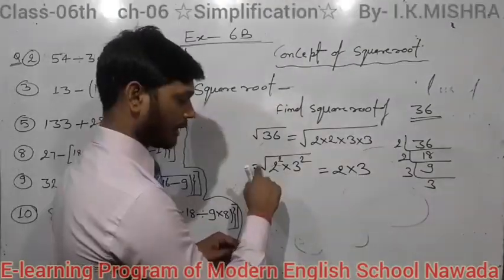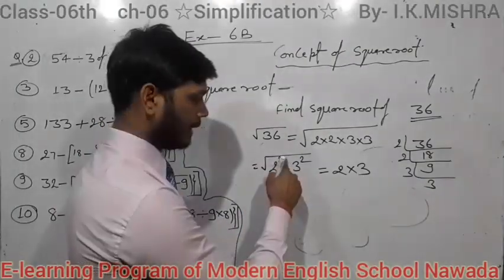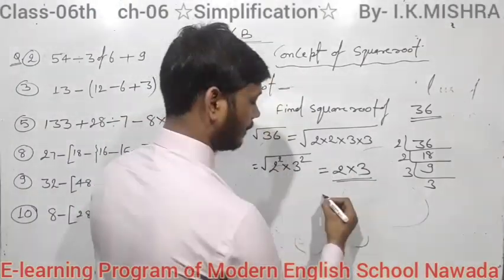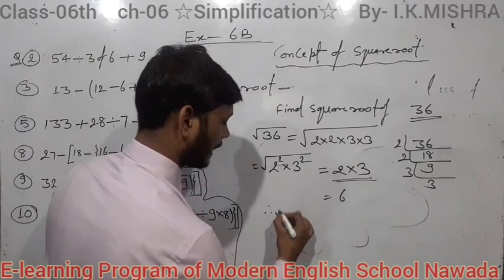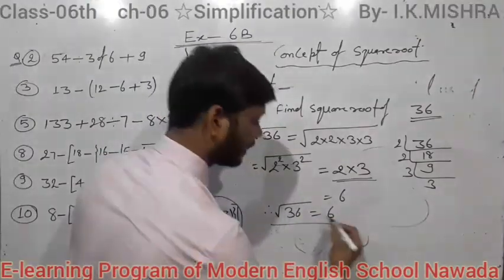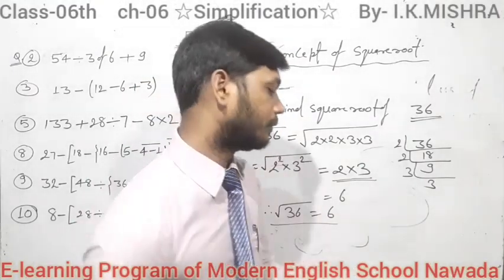The under root symbol is removed by this square. So here 2 into 3, that means 6. So you can write under root 36 equal to 6. Similarly, students, you can find any number's square root.